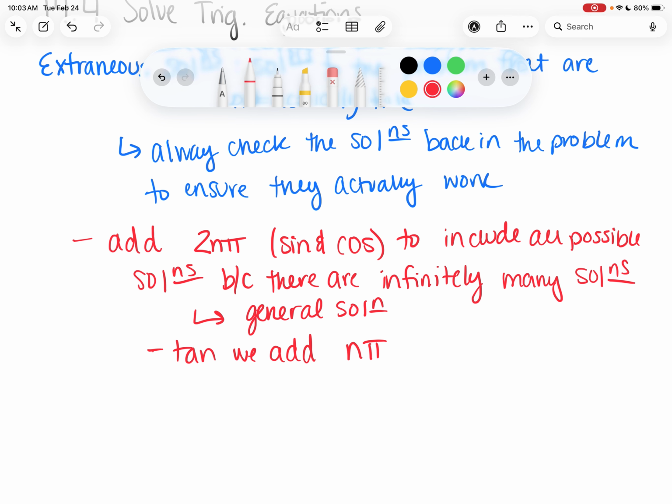So you have to look, is it asking you to find the general solution or a specific solution? For a specific solution, they're going to tell you it's on the interval like 0 to 2 pi or 0 to pi or whatever the case may be. And so we're finding all the values that occur in that region. If we're finding all possible values, then we're finding the general solution.